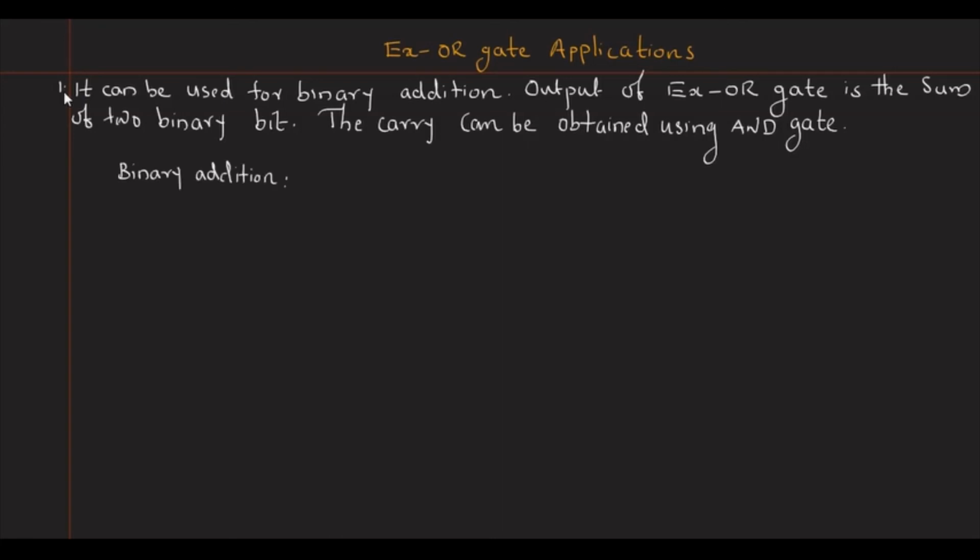This is the binary addition table. We have two inputs A and B. When both inputs are 0, the sum is 0, the carry is 0. But when both inputs are 1, the sum is 0, but the carry is 1.